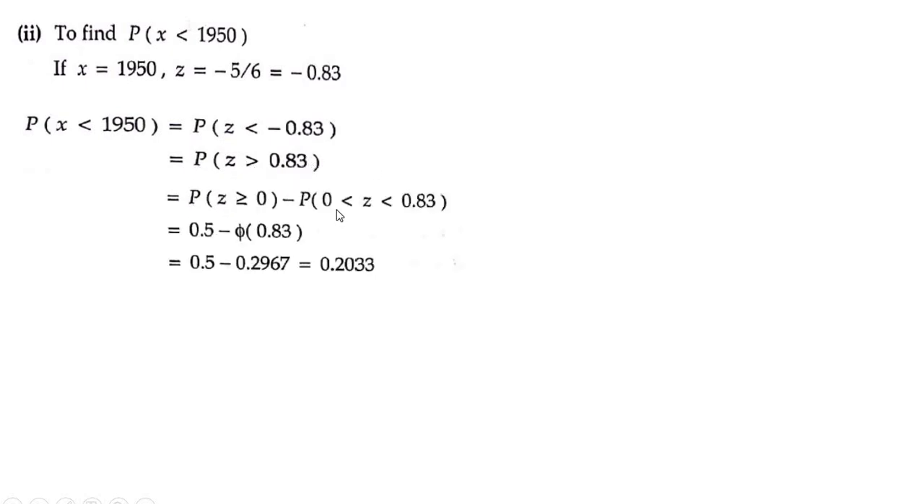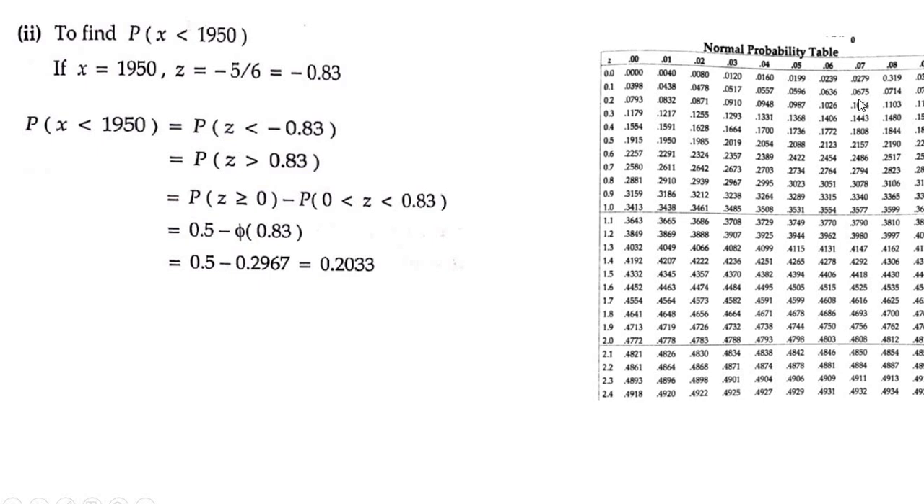Use the property once again. P of z greater than 0.83 is equal to P of z greater than or equal to 0 minus P of z greater than 0 less than 0.83. So greater than or equal to 0 is 0.5 minus, greater than 0 less than 0.83 is phi of 0.83. So find for 0.8 plus 0.03 in your normal distribution table. That gives you 0.2967, so the result is 0.2033. Last one is pasted here. So 0.8 is here.